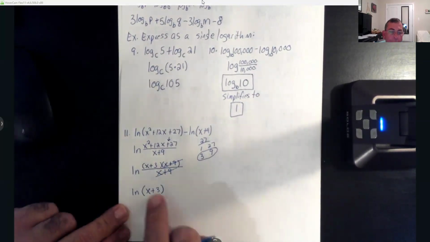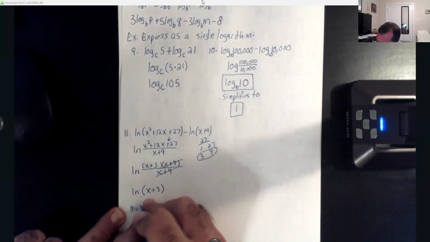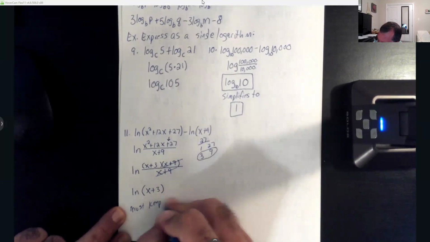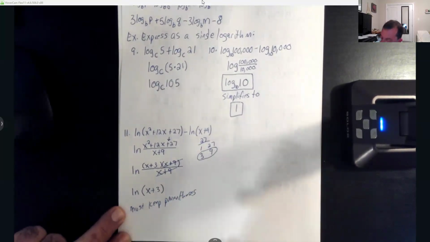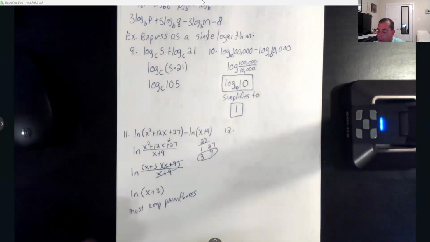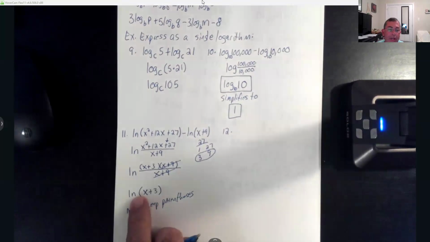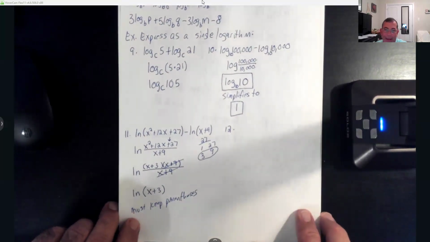And y'all, on this one, you must keep the parentheses. Because what will happen if you don't keep the parentheses is it'll treat it as an ln of x plus a 3. Okay?